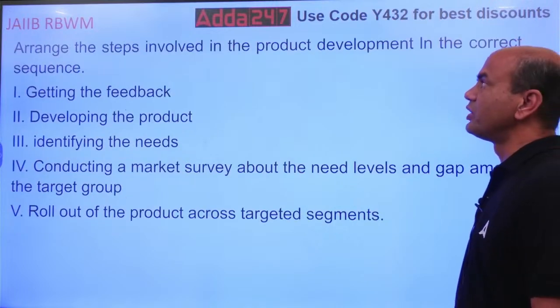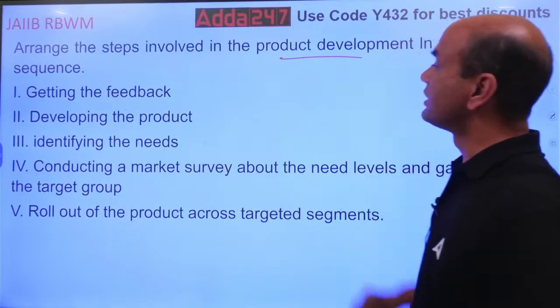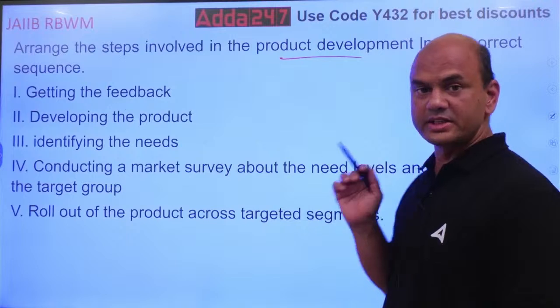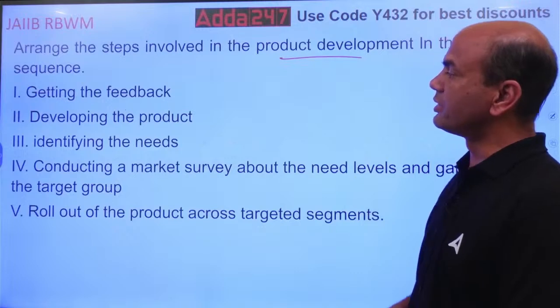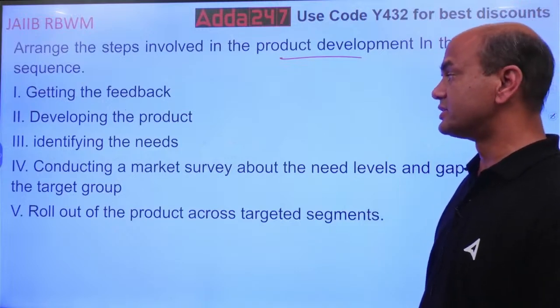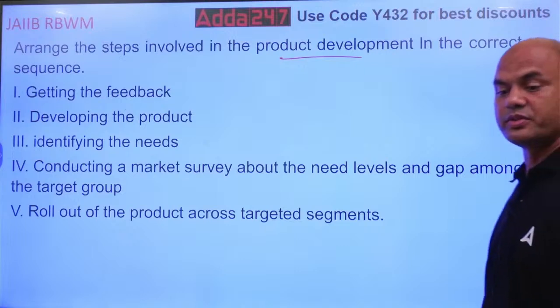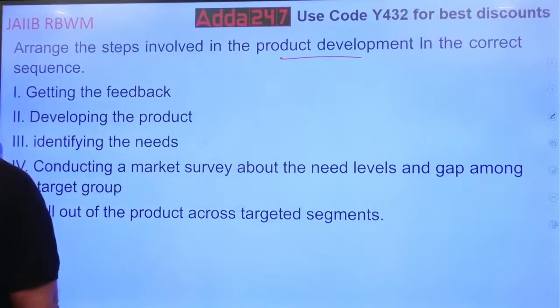Arrange the steps involved in product development in the correct sequence. Now, the product development process in the correct sequence. First, I'll give you the steps. You arrange it first in the comment section. Let me see. Giving the feedback, developing the product, identifying the needs, conducting a market survey about the need levels and gap among the target groups, roll out the product across the targeted segments. Now think, which one will come first, which one will come last? Think over it, everyone.